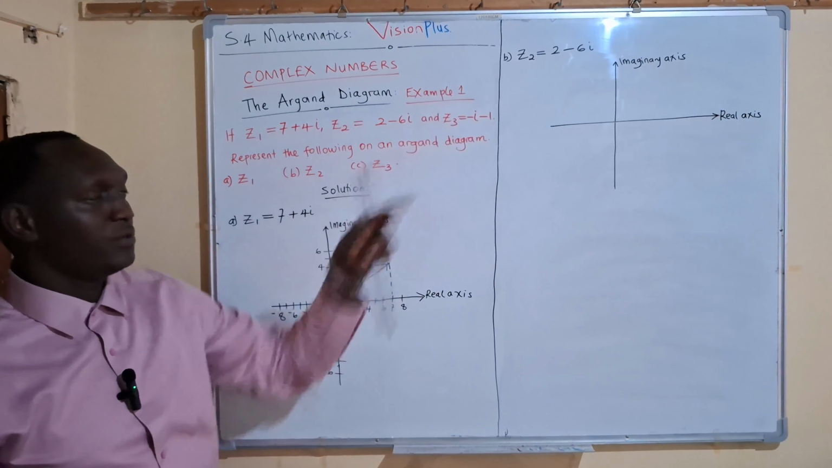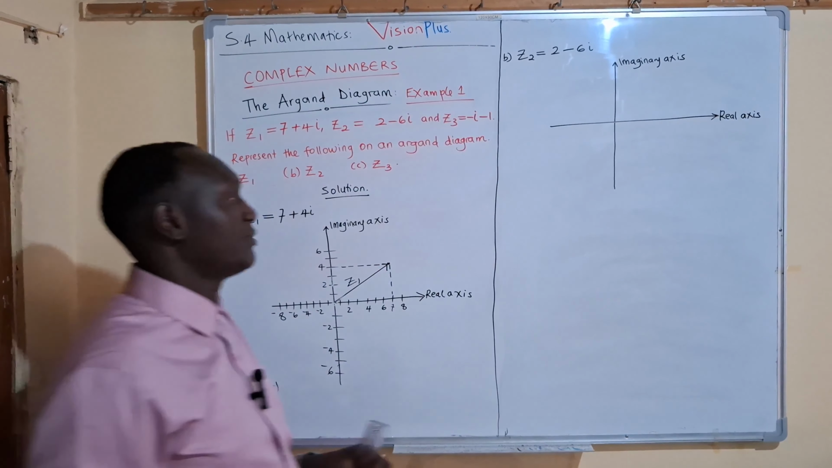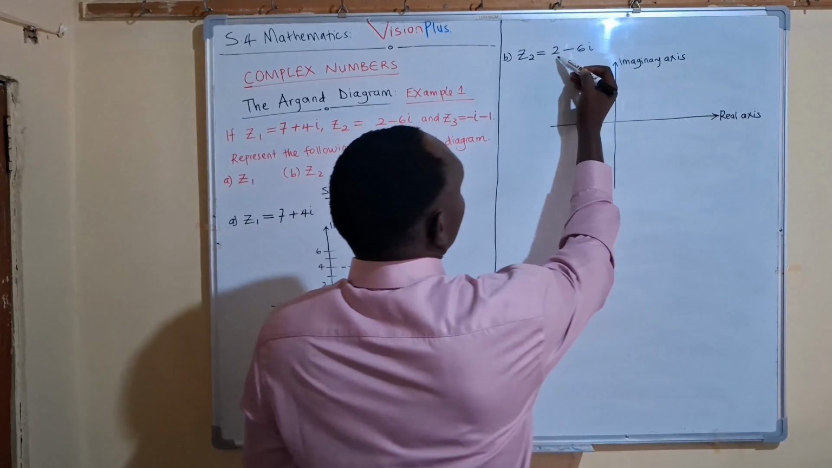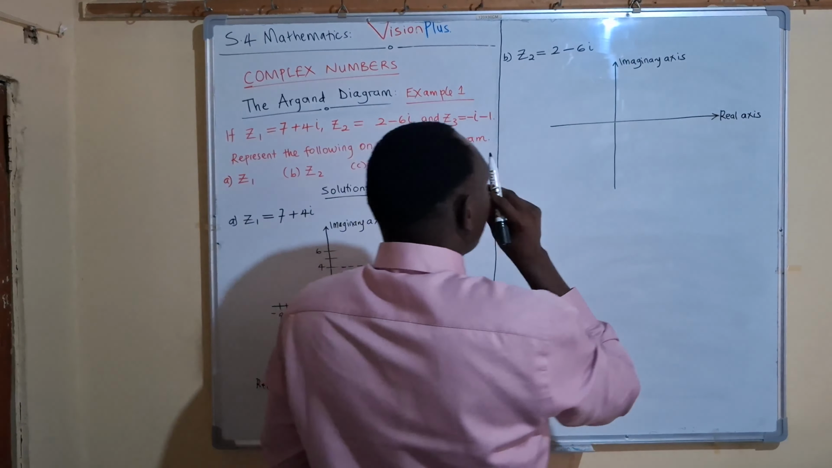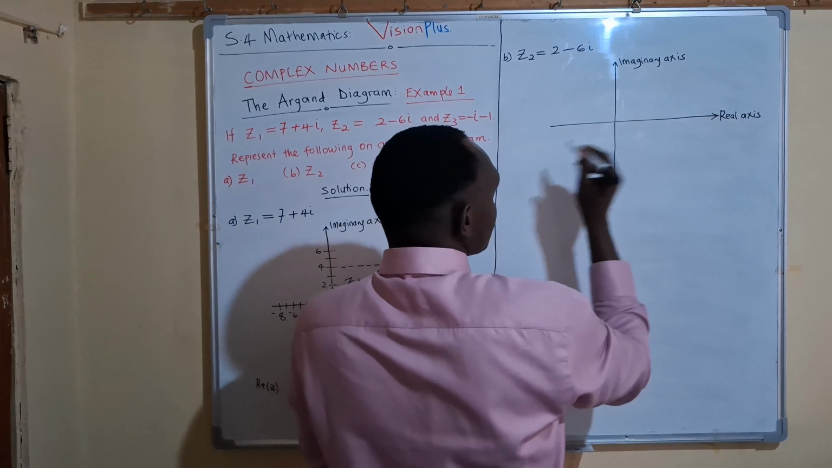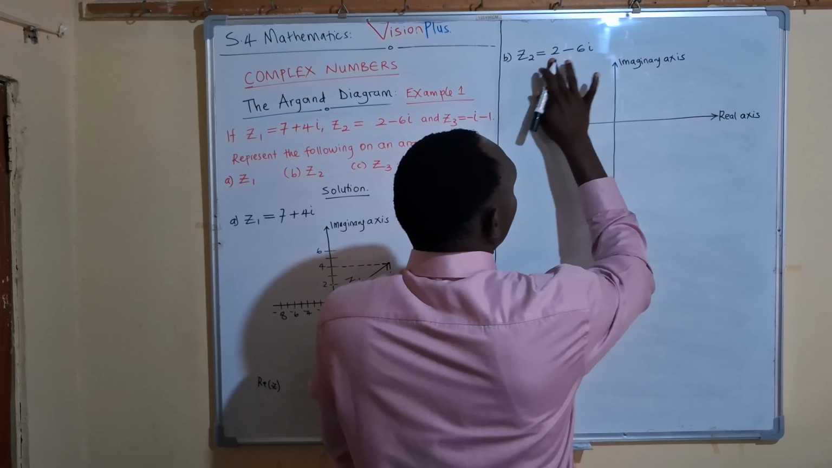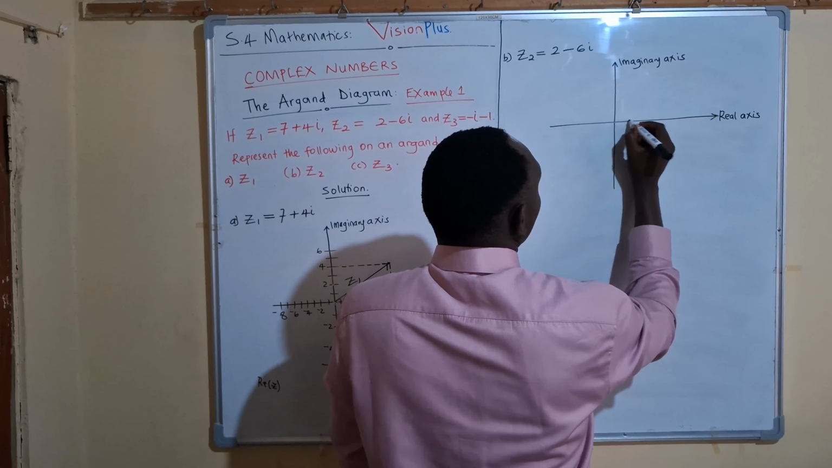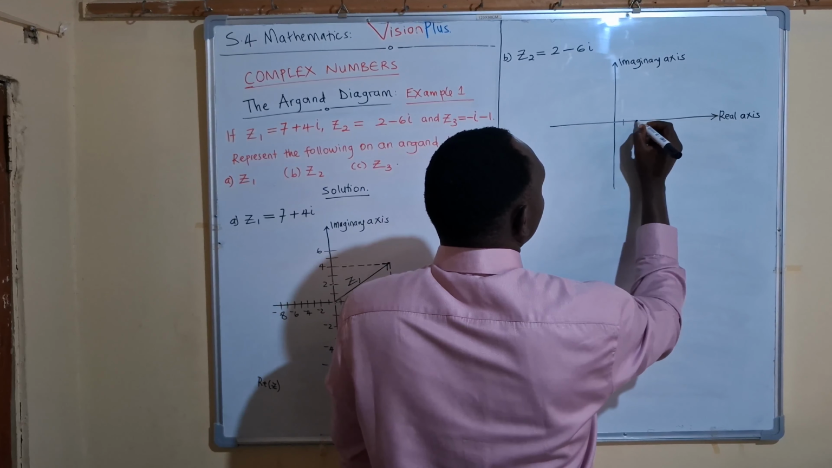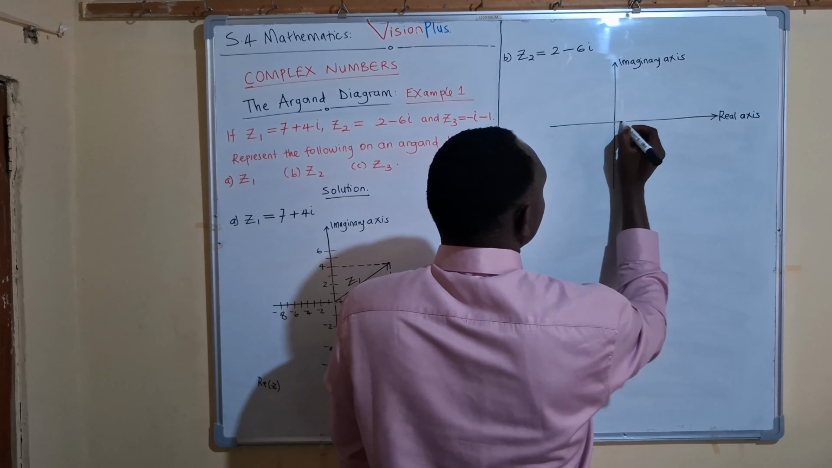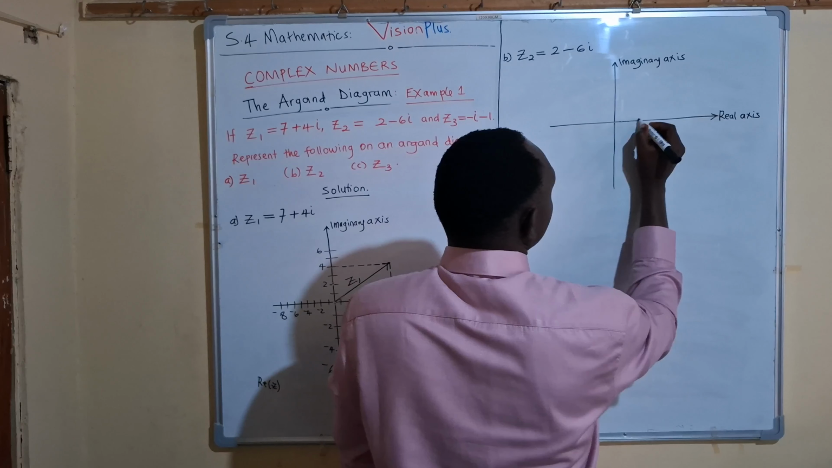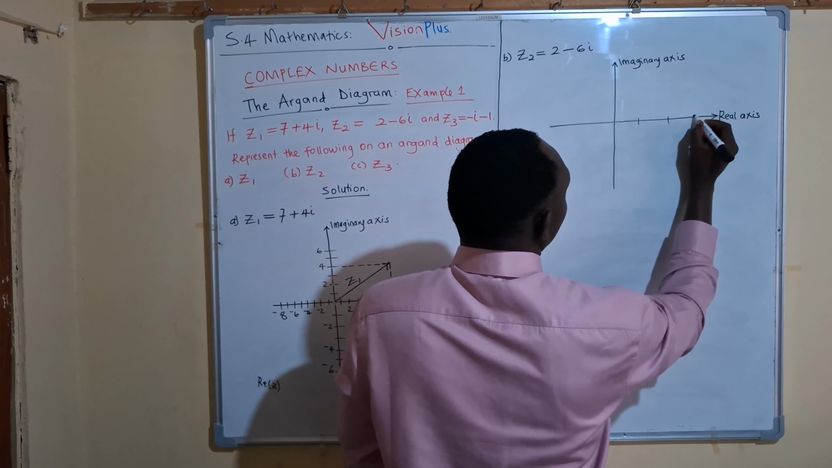So we must show Z2 on the complex plane. Now, if you look at this number, we have 2 and 6. So just come and label the axis. For the horizontal line, since here we need 2, I'm going to have 1. I need more space. Don't congest your work. So I can say this is 1, 2, 3.